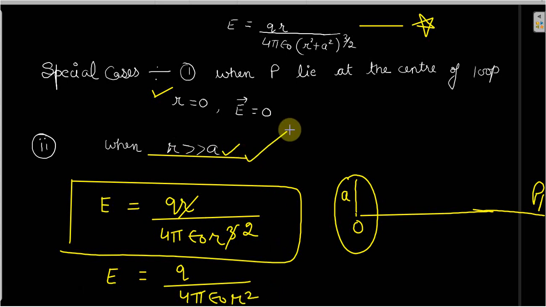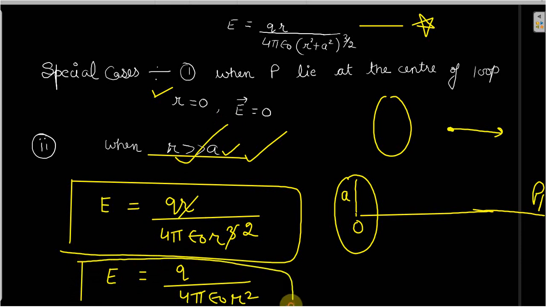So now you can say we have proved here that a circular loop of charge behaves as a point charge when the observation point P is at a very large distance from the loop. This loop is behaving like a point charge. When this condition is there, you will get the electric field due to the point charge.